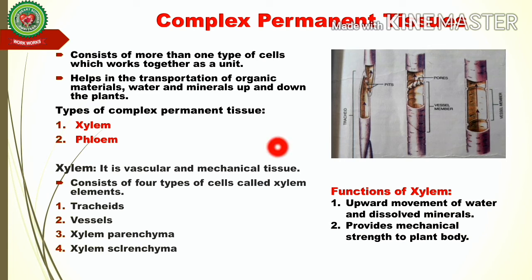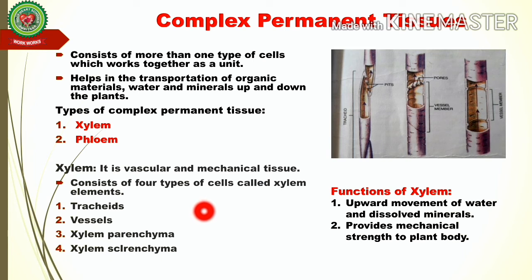Now, what are tracheids? These are single-celled, elongated, angular, dead cells. Tracheids have tapering ends, that is, the cells are narrow at ends, and these provide mechanical support. Vessels. Much elongated tubes are known as vessels and they help in the conduction of water and minerals. Xylem parenchyma. If we talk about xylem parenchyma, these are small and thick walled living cells, living parenchyma cells.